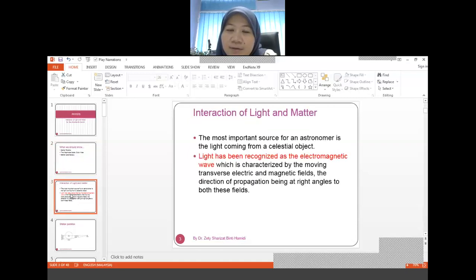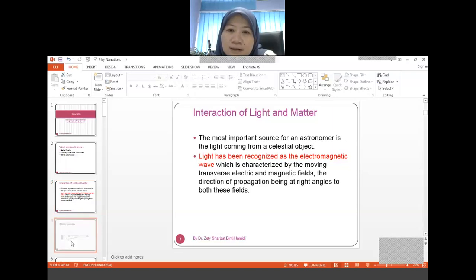As part of the introduction, in the last subtopic from the first chapter, we can determine the energy based on the electromagnetic spectrum, gravitational radiation, and also particles. We understand that light has been recognized as electromagnetic waves covering from gamma rays to the radio region. The most important source for astronomy is the light coming from celestial objects, and this is characterized by transverse electric and magnetic fields. I'm sure you learned about magnetic fields in second year, and this is important to understand how charged particles interact with light emitters, and the direction of propagation being at right angles to those fields.